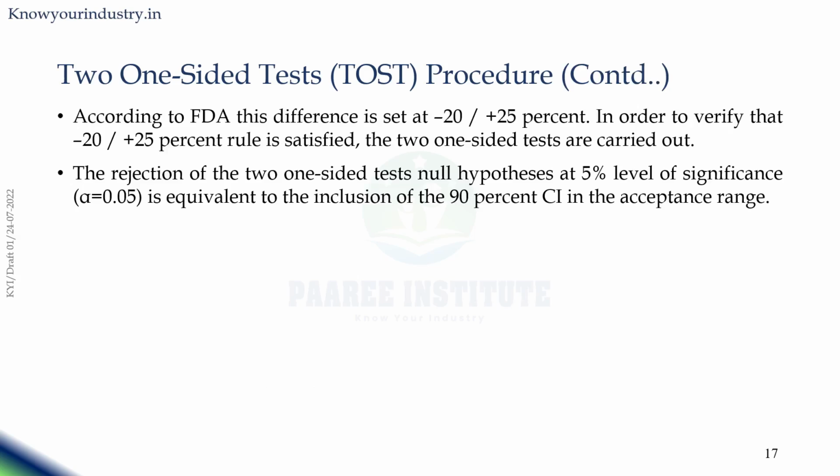In order to verify that the -20 or plus 25% rule is satisfied, the two one-sided tests are carried out. The rejection of the two one-sided tests' null hypotheses at 5% level of significance is equivalent to the inclusion of the 90% CI in the acceptance range.